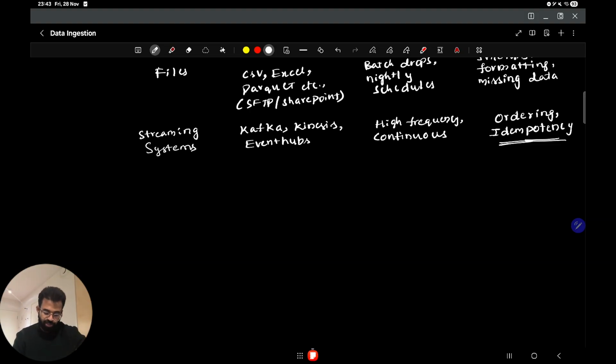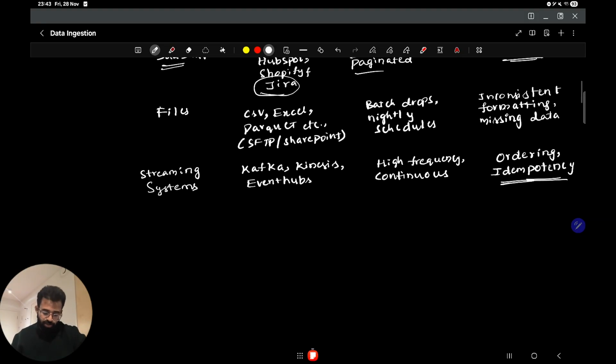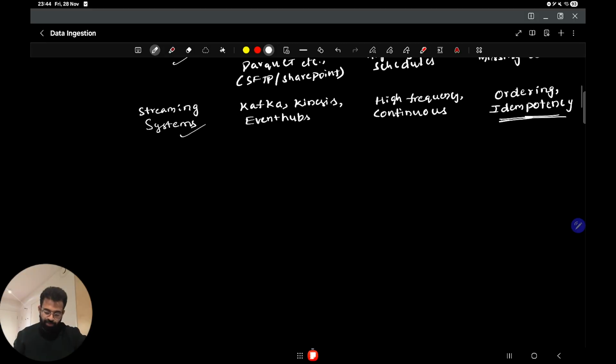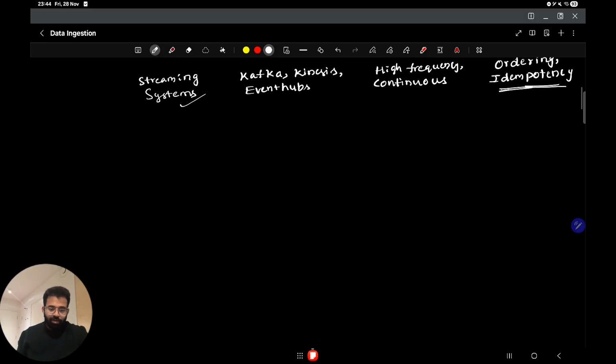So you should always design for that. Not just in case of streaming systems, but also in case of all the other common source types that we talked about, like operational databases, SaaS applications, files, or streaming systems. It can be anything. You should always design for idempotency.